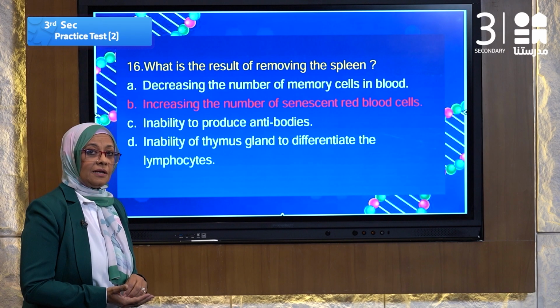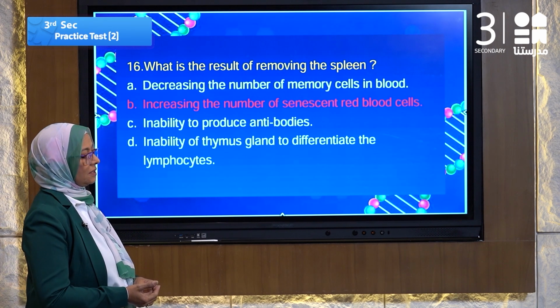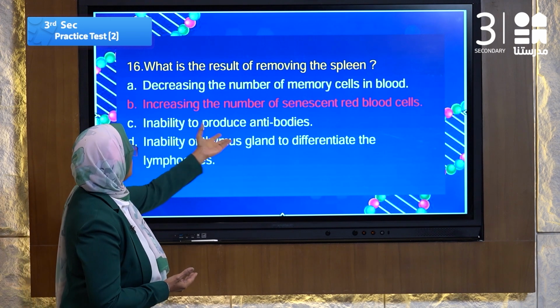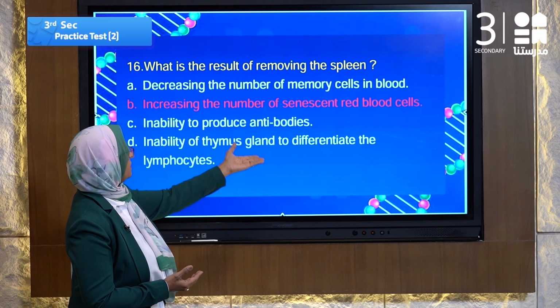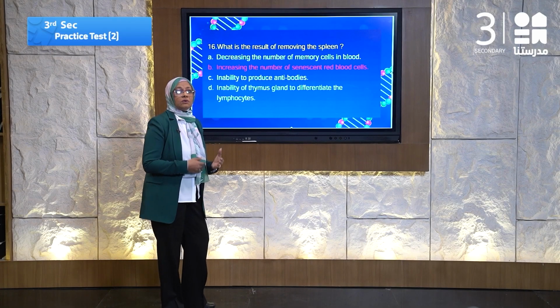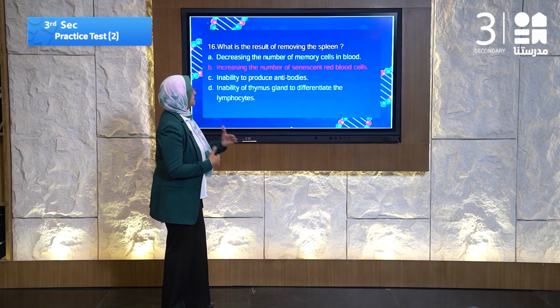The red blood cells will go to the spleen to be recycled. But here, when we remove the spleen, many of these red blood cells get aged, will die, and are not removed to be recycled again.